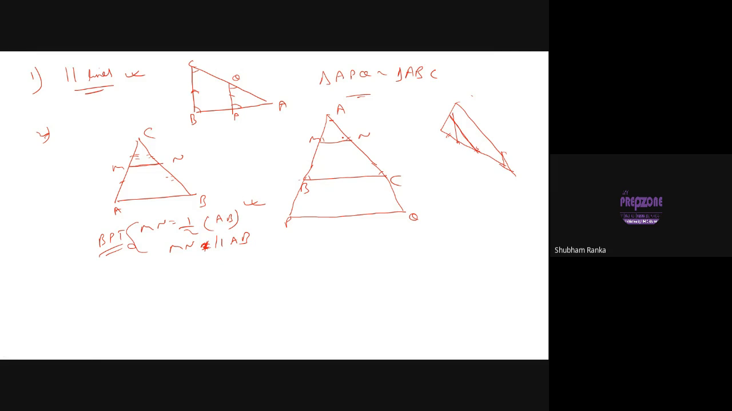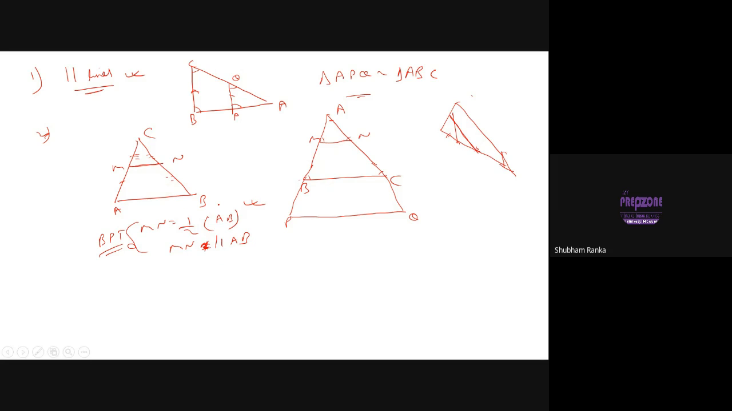And any parallel line will create similar triangles. They don't even need to be midpoints. So for example, here this line wasn't the midpoint, but parallel lines will always give similar triangles. And this is the result of the basic proportionality theorem: if the midpoints are joined, then the only additional thing is that it would be half of the third side.